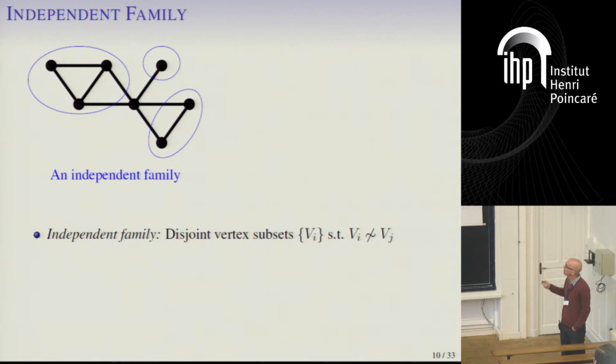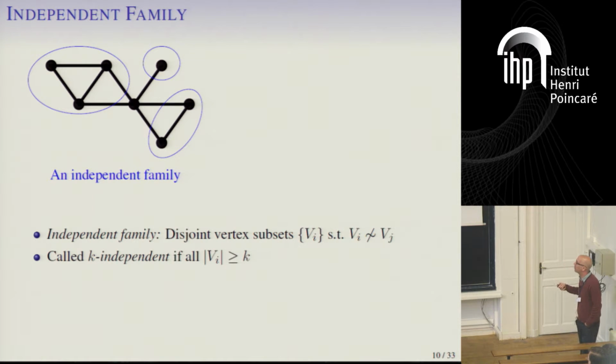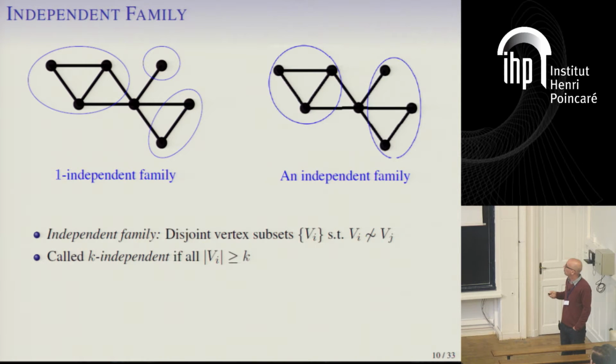So basically, here's an example. For this graph, here are 3 subsets of the graph, and they're non-adjacent in the sense that there's no edge going from one circle into the other circle. So an independent family, we call it k-independent if every subset in this family has at least k elements. So in this case, this is just a 1-independent family because there is this one guy here as a singleton. Of course, we can have other independent families for the same graph. For instance, this one here, these are only 2 sets, but this is a 3-independent family because every subset is of size 3.